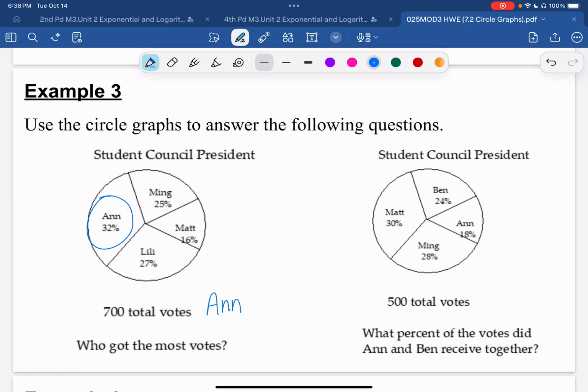Okay, the next one. What percent of the votes did Ann and Ben receive together? So Ben got 24%, Ann got 18%. So together, 24 and 18 gives me a total of 42%.